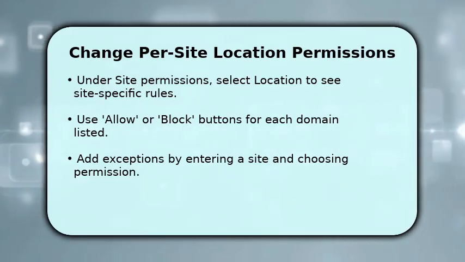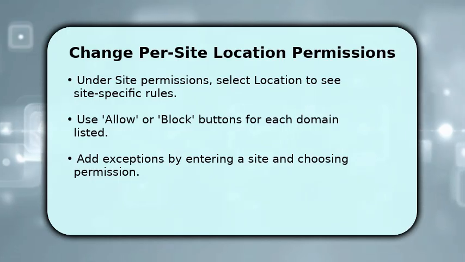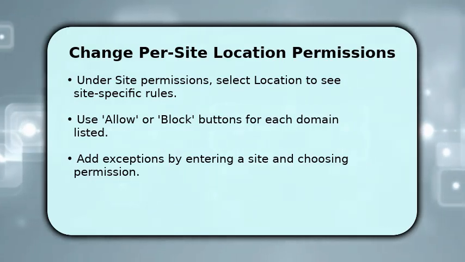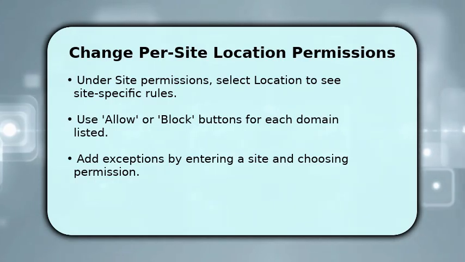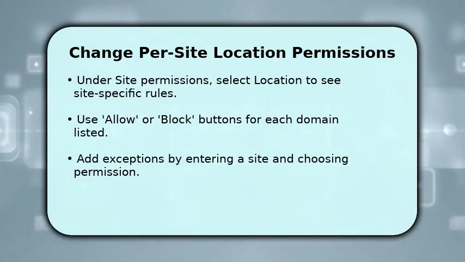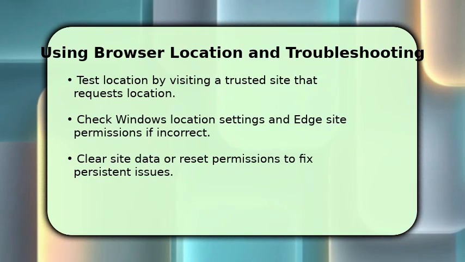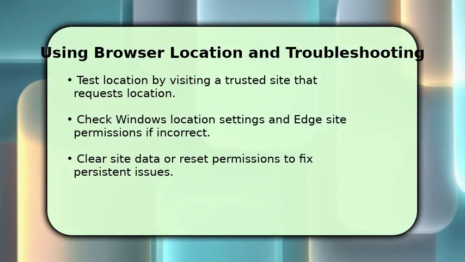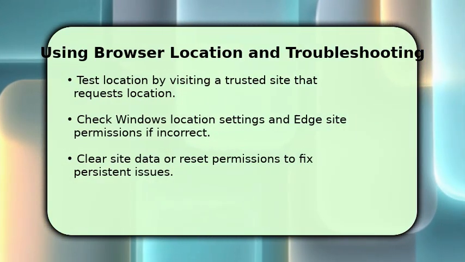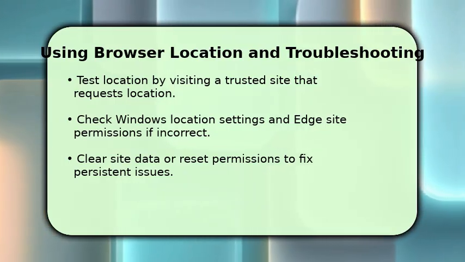If a site isn't listed, add it as an exception by typing the address and selecting the permission. Once done, these settings apply immediately across browsing sessions. Finish by testing and troubleshooting so the change works as expected. Visit a trusted site that requests location and confirm the prompt and result.